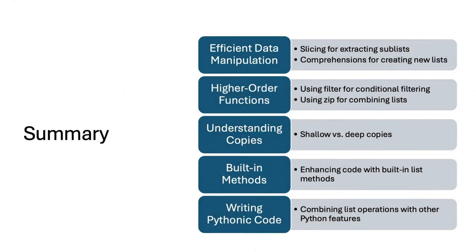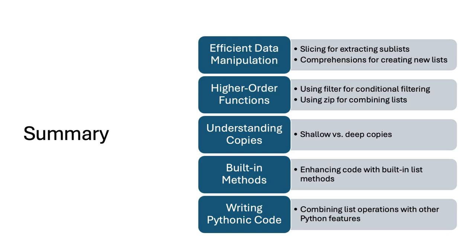In summary, advanced list operations in Python enable efficient data manipulation. Techniques include slicing, comprehensions, and higher-order functions like filter and zip. Understanding shallow versus deep copies and using built-in methods enhance code quality. Mastering these techniques leads to more Pythonic and scalable programs.